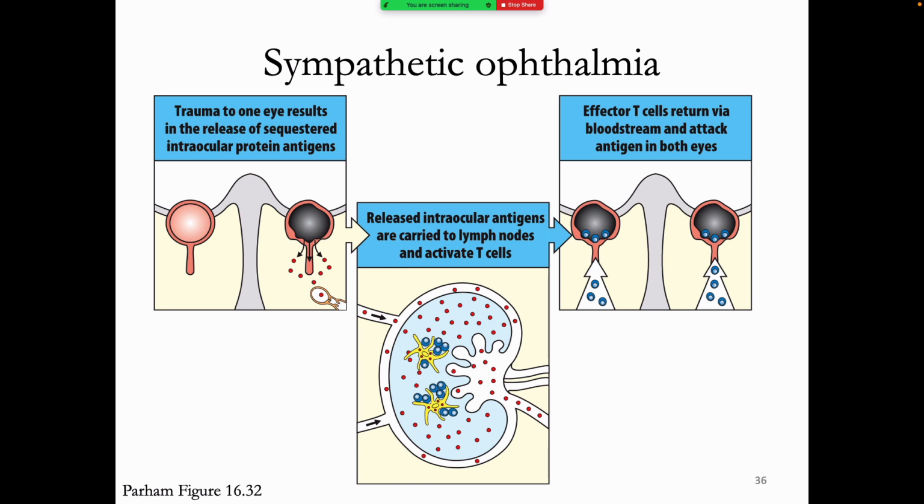But not only do they destroy the damaged eye, they also destroy the non-damaged eye. Even though you got stabbed in one eye, you go blind in both eyes. Because T cells are now like, oh my gosh, look at this whole area with this antigen. And in fact, you end up losing both eyes. And so this is sort of the classic example for immune privilege, and thinking about the eye as the immune privilege site.